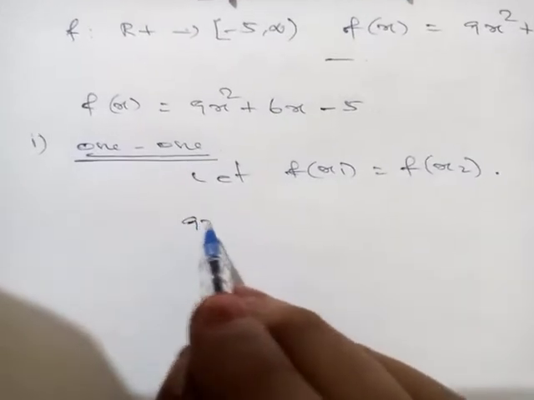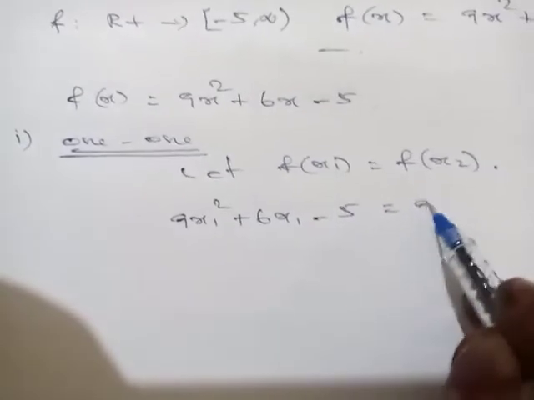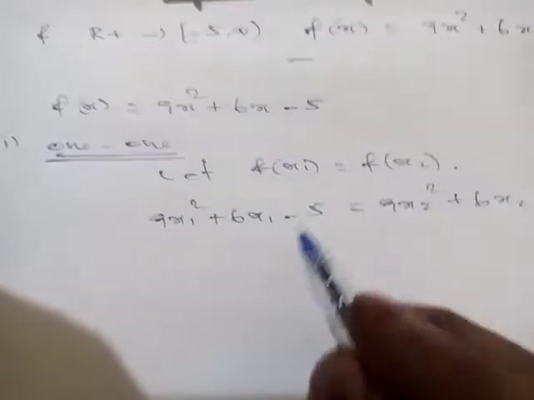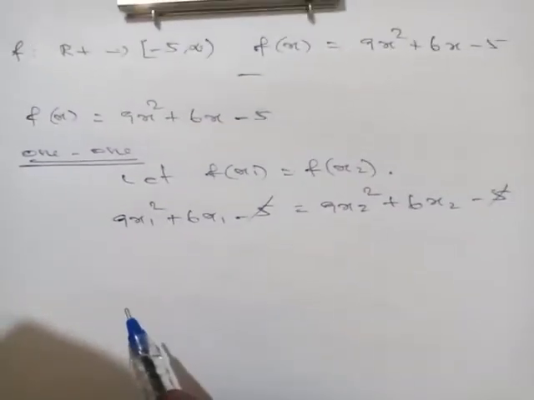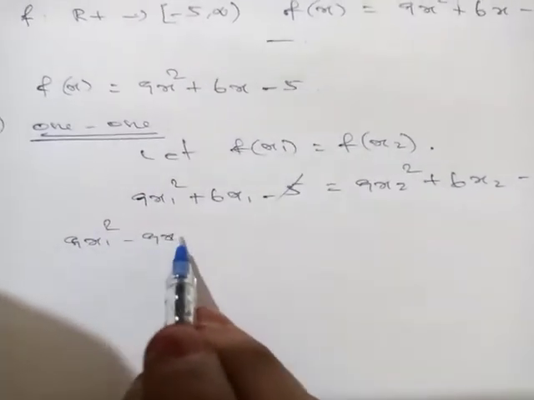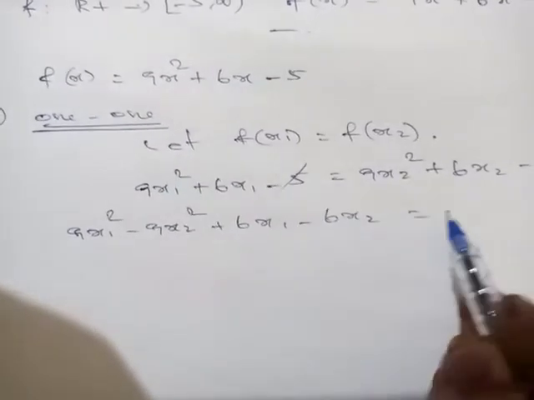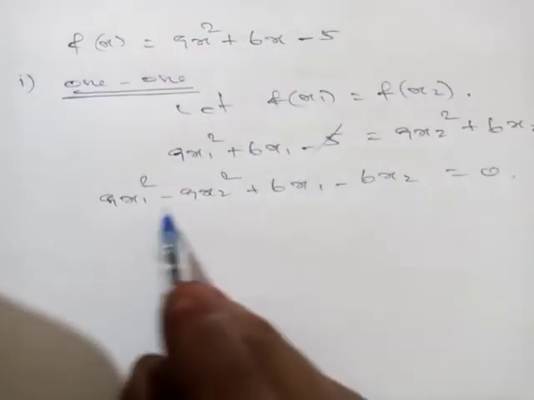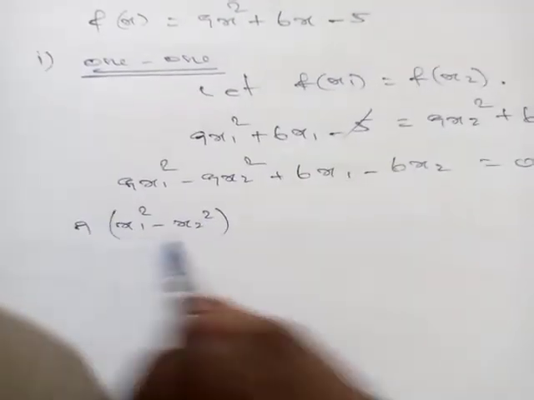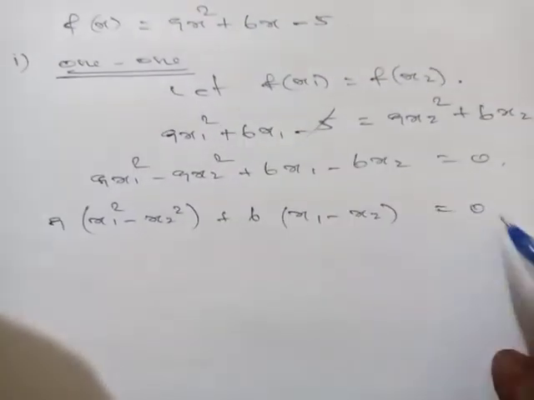So what I will get, 9x1 square plus 6x1 minus 5 is equal to 9x2 square plus 6x2 minus 5. Both sides minus 5 we can cancel. Bring this side: 9x1 square minus 9x2 square plus 6x1 minus 6x2 is equal to 0. Here if you take 9 outside, what you will get, x1 square minus x2 square. Here you take 6 outside, means x1 minus x2 is equal to 0.